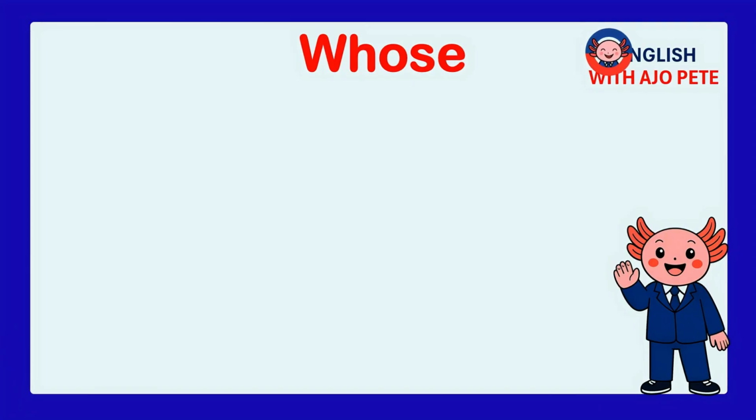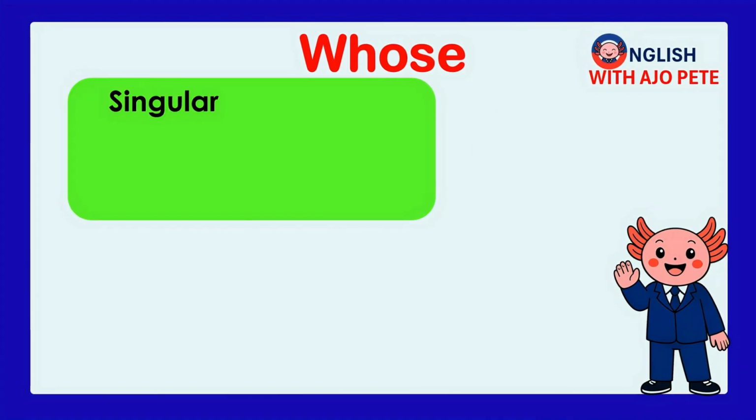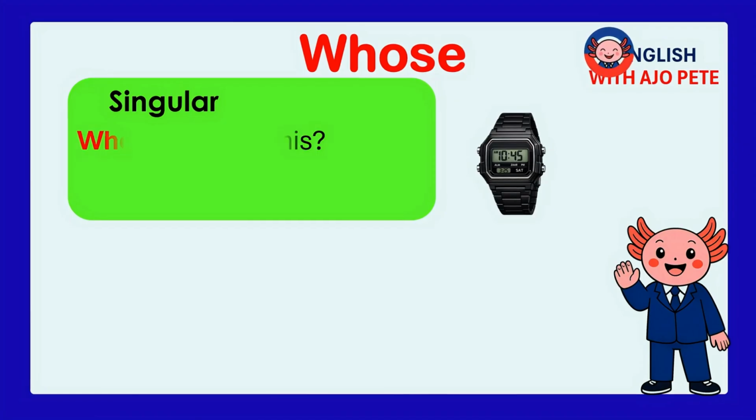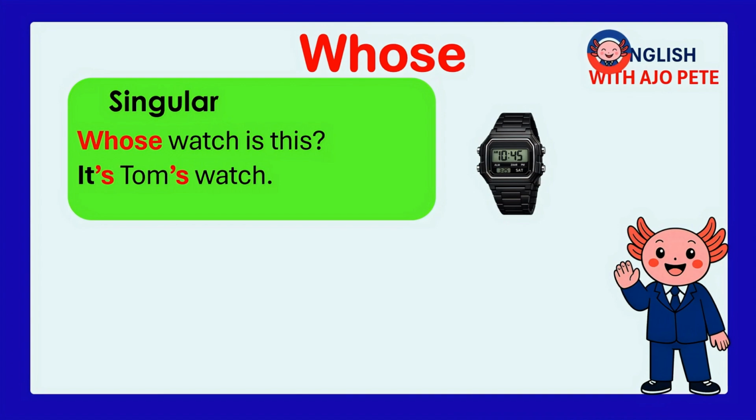We use the word whose to ask about possession, to find out who something belongs to. Singular example, if we see a watch, we can ask, whose watch is this? We can answer, it's Tom's watch, or simply, it's Tom's.